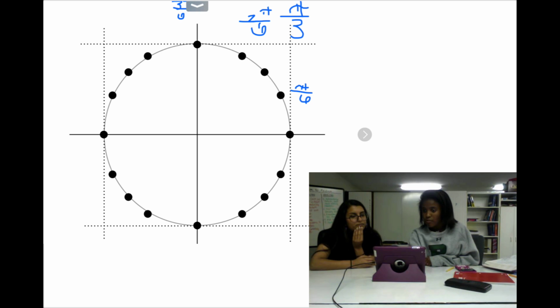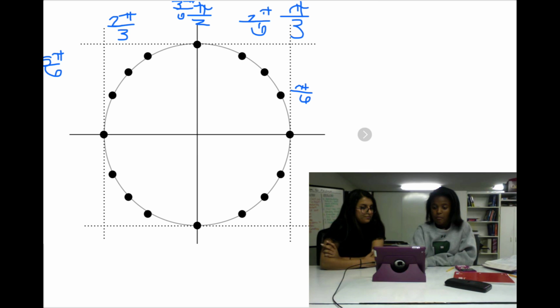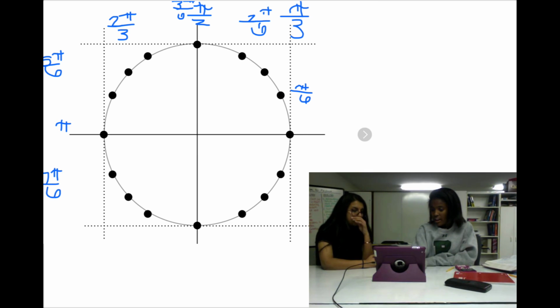Which equals pi over 2. And then that's 4 pi over 6, which is reduced and gives you 2 pi over 3. And then that's 5 pi over 6, but there's no reducing. Right, 5 pi over 6. And then that's 6 pi over 6, so that's just pi. And then 7 pi over 6 doesn't reduce. 8 pi over 6 does reduce, so it's 4 pi over 3.